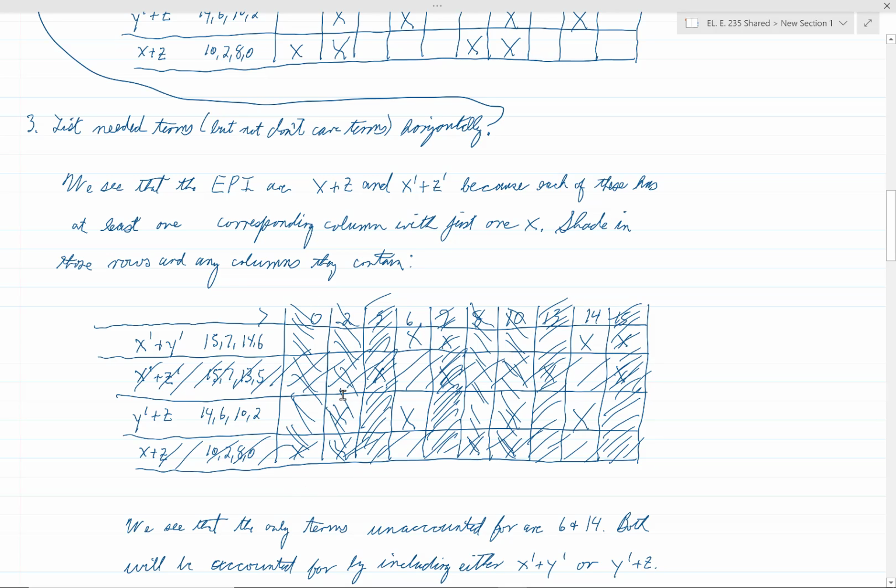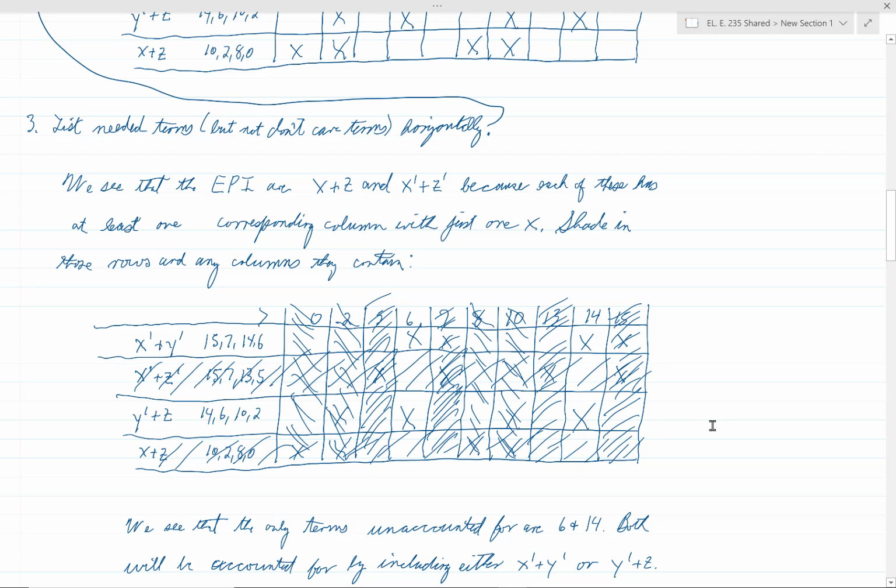Likewise, this has a 2 in it, so I will cross out the column corresponding to max term 2. It has 8 in it, so I've also crossed out the column corresponding to max term 8. And it has a 10 in it, so I've crossed out the column corresponding to max term 10. So that takes care of this essential prime implicate. But remember, this X prime or Z prime is also an essential prime implicate, and it has 5, 7, 13, and 15 in it. So I cross out columns 5, 7, 13, and 15. And I cross out also the row containing X prime or Z prime.